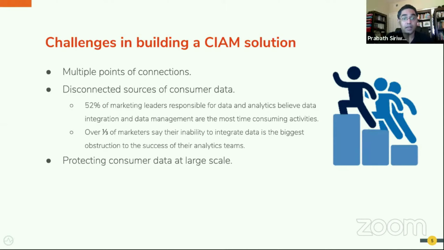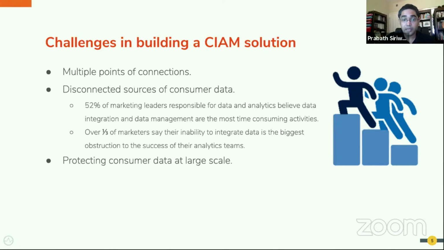52% of marketing leaders responsible for data and analytics believe data integration and data management are the most time-consuming activities. And also, over one-third of marketers say their inability to integrate data is the biggest obstruction to the success of the analytics team. This is a real challenge which we need to find a solution to.